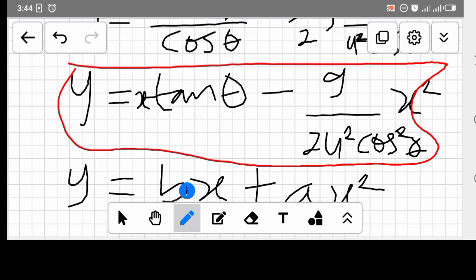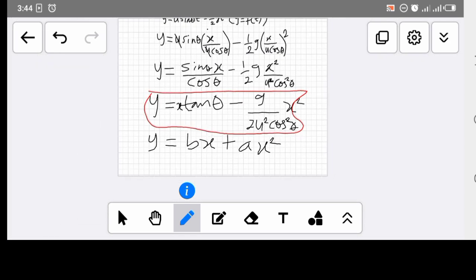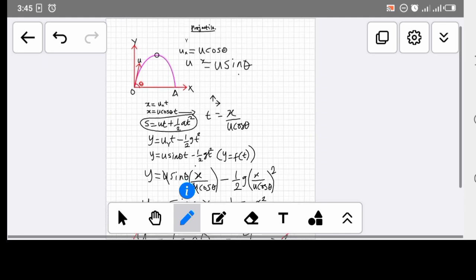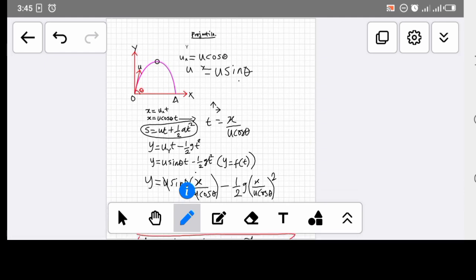So we are going to discuss the other parts of projectile, that is talking about time of flight and many other things we need to know, in the second video for projectile.